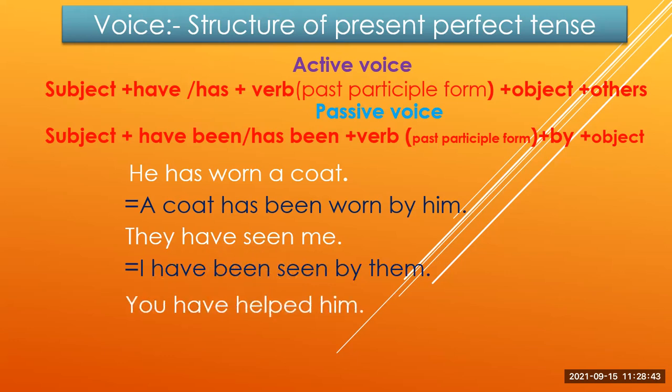You have helped him. This is also another example of present perfect tense. So the passive form of this sentence is he has been helped by you. I hope we can understand that in present perfect tense, at first we have to write subject and we have to write have been or has been according to subject. Then we have to write verb in PP form, then by plus object.